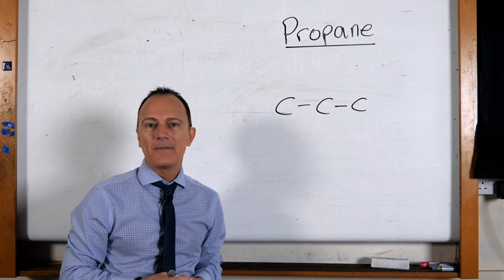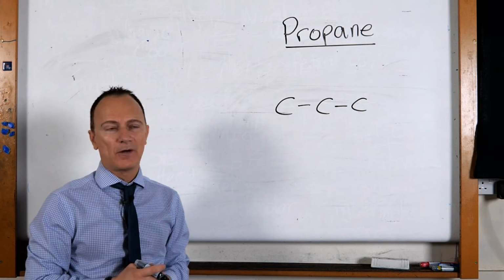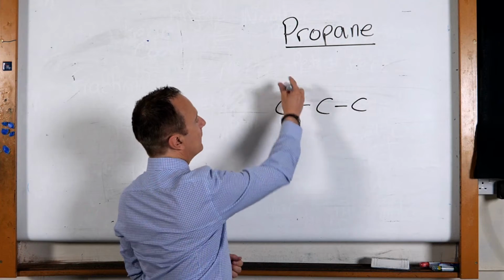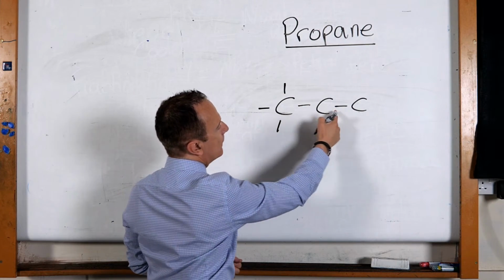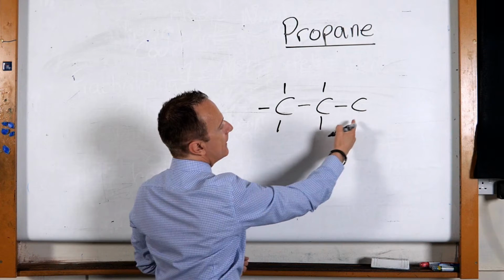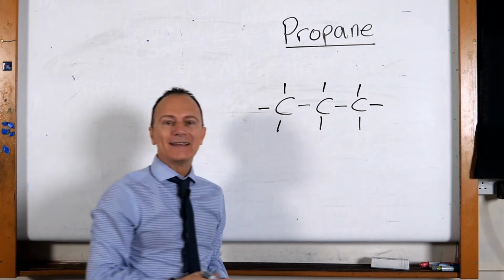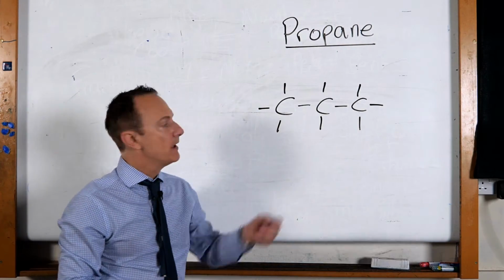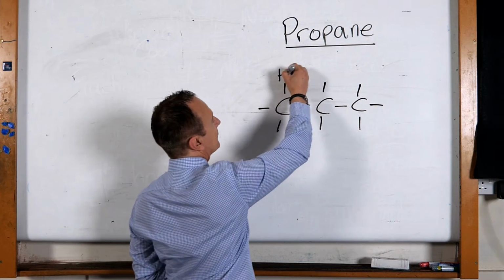Now what you need to remember is that every carbon atom is going to make 4 covalent bonds. So this one's making 1, so we'll give it 2, 3, 4. This one is making 1, 2, 3, 4. This one is making 1, 2, 3, 4. And it's a hydrocarbon molecule. We've already drawn the carbon atoms, so we need to draw the hydrogen atoms.